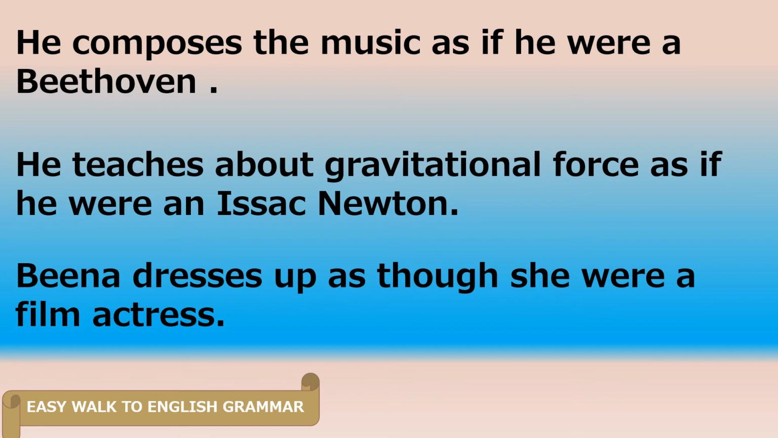But when she dresses up, maybe she may be looking very beautiful, or she has selected a fancy dress, whatever it may be. When she dresses up, we feel that she is like a film actress. And we used as though here to bring that sense, along with as though we here used were also. And when we look at the verb dresses, it's also very clear that the action happens in the present tense, in the present time. Bina dresses up as though she were a film actress. I think with the help of these three examples, you are now okay with the use of as if and as though in present tense.